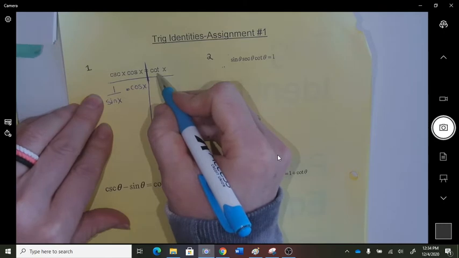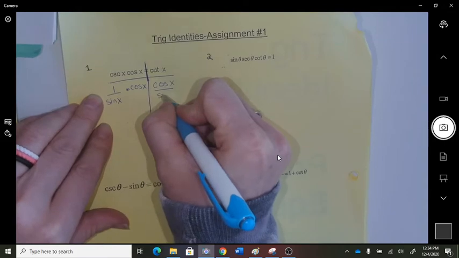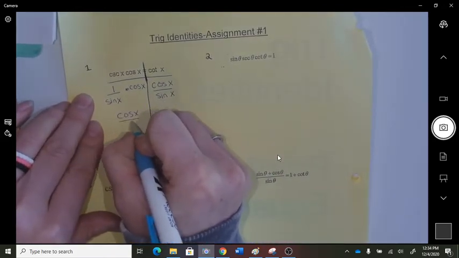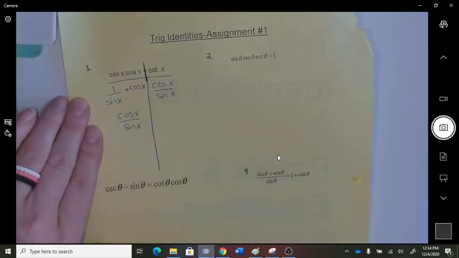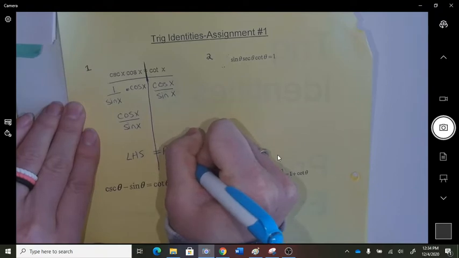Cotangent, okay, that would be the cos divided by a sine. There's the substitution. And if I times those, I end up with the left-hand side equals the right-hand side.